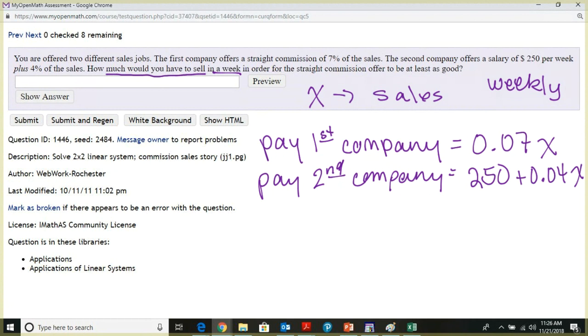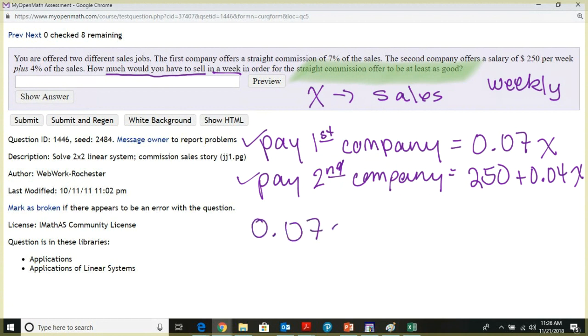So this actually has the same variable. I guess we've got 2 equations here, and I want them to be equal. So it says, how much would he have to sell in order for the commission one to be at least as good as the other? That means, where would they be equal to each other? So we're just going to set these equal to each other.